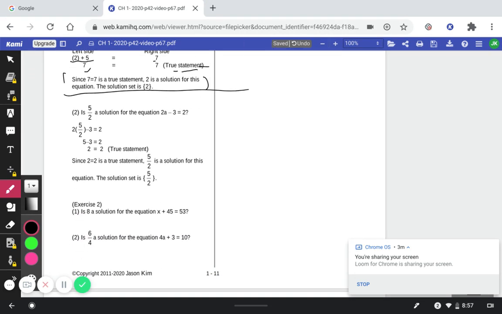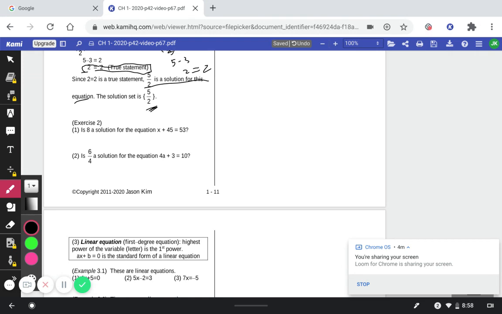Is 5 over 2 a solution for the equation 2a minus 3 equals 2? Well, if it is a solution, the a value should be 5 over 2. So you replace a with 5 over 2. So 2 times 5 over 2, minus 3 equals 2. Is that true? Well, 2 and 2 cancel out. 5 minus 3 is 2. So 2 equals 2 is a true statement. So 5 over 2 is the solution for this equation. The solution set you can express this way.